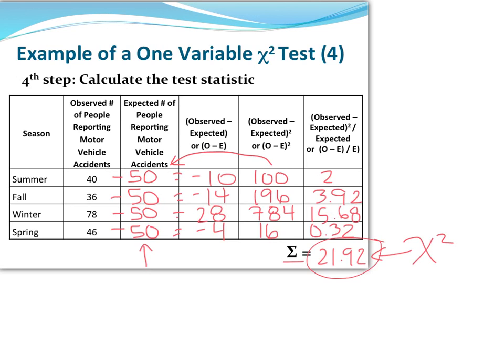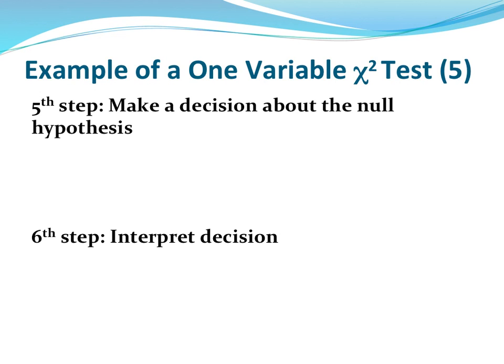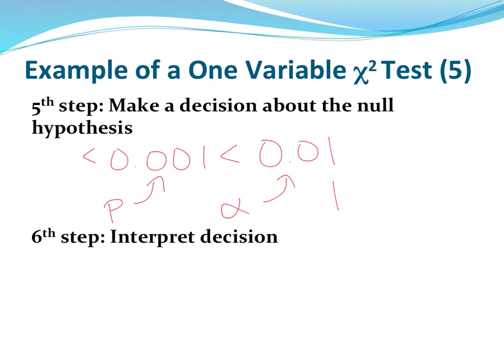If you had conducted your one-variable chi-squared test in SPSS, it would have given you the test statistic that we found of 21.92 and an associated p-value of less than 0.001. Our last 2 steps in our hypothesis test will be making a decision about the null hypothesis and interpreting our decision. Since our p-value of less than 0.001 is less than our chosen alpha level of 0.01, we would choose to reject the null hypothesis.